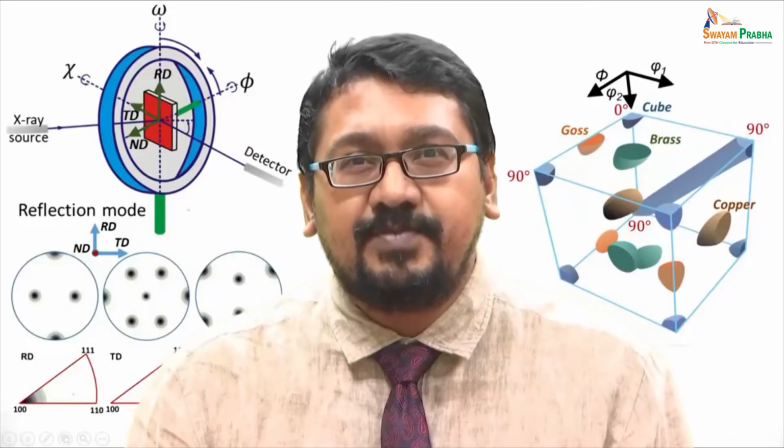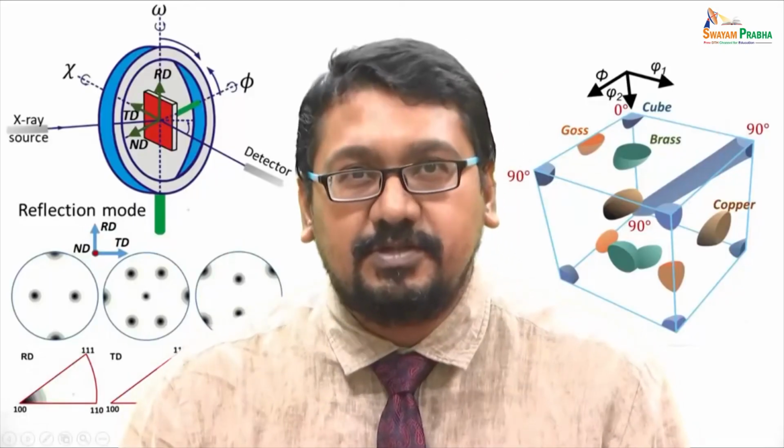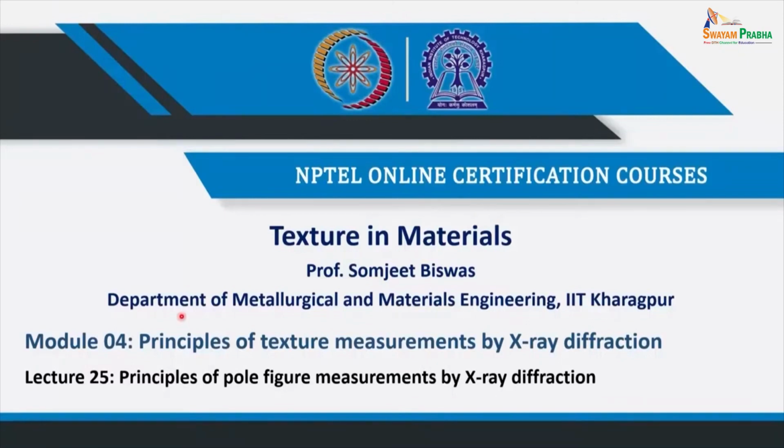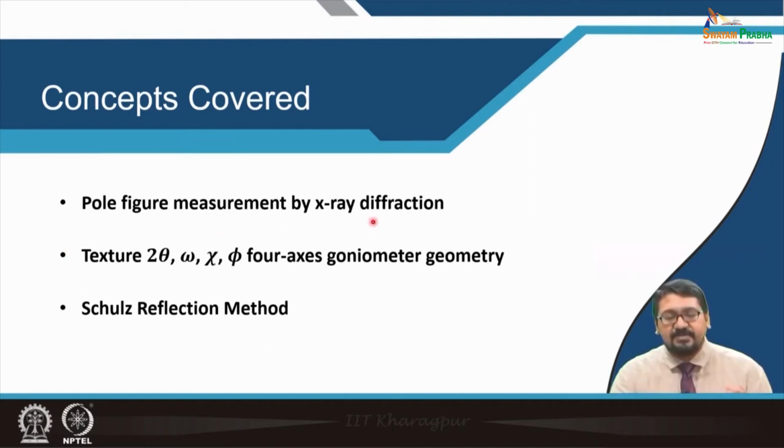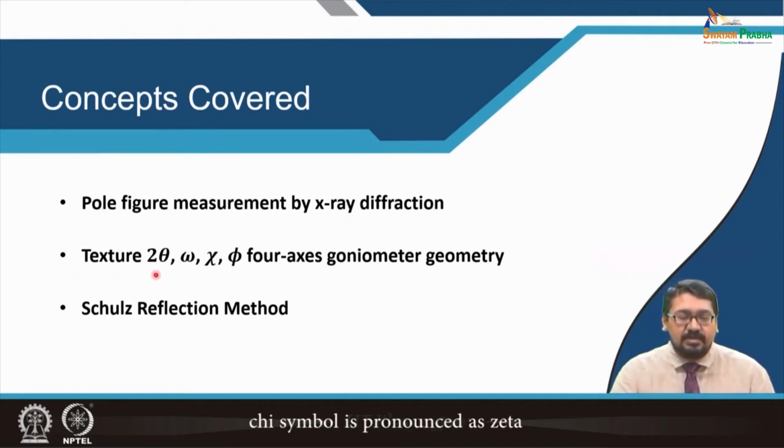Good afternoon everyone, and today we will continue with module 4, which is principles of texture measurement by X-ray diffraction. This is lecture number 25, where we will try to understand the principles of pole figure measurements by X-ray diffraction. The concepts covered in this lecture are pole figure measurements by X-ray diffraction, and texture measurement using the 2 theta, omega, zeta, phi, 4-axis goniometer, its geometry, and the Schulz reflection method.